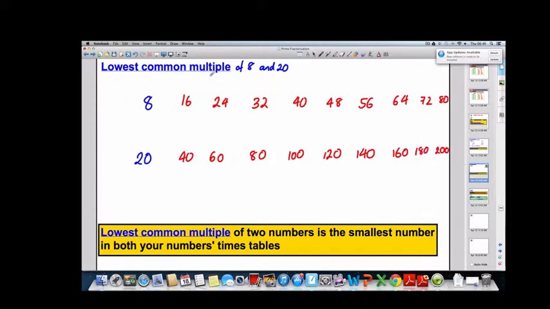Now, the lowest common multiple of 8 and 20 is the smallest number in both their times tables. Now, what numbers are in both times tables? Well, 40 is in both their times tables, and also 80 is. Now, what's the smallest number in both? Well, in this case, the 40 is the smallest, and 40, therefore, is the lowest common multiple of 8 and 20. So the lowest common multiple of two numbers is the smallest number in both your numbers' times tables.